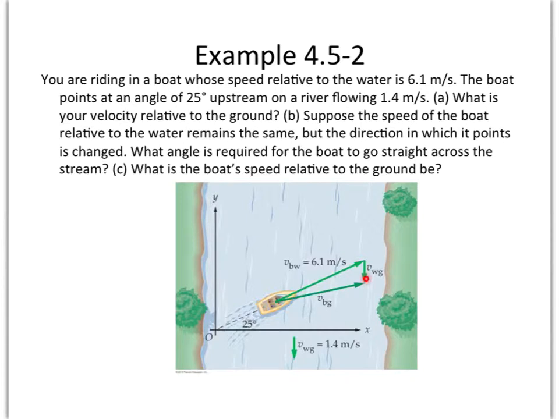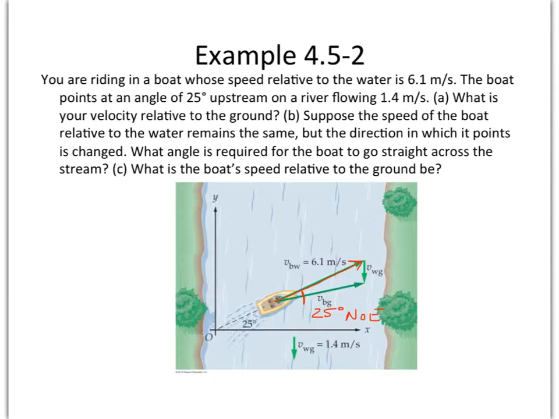So if you recall from part A, we attempted, and I think I made this vector red right here, we attempted to aim upstream at an angle of 25 degrees north of east. That's a bad place to write that. Right over here.